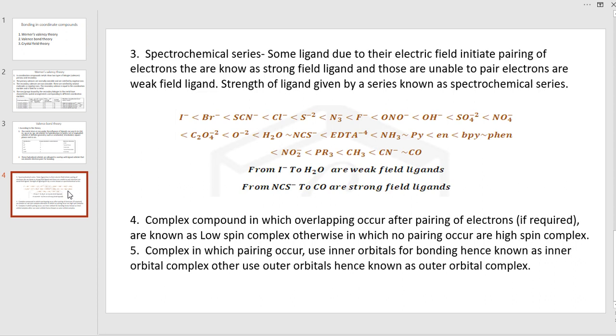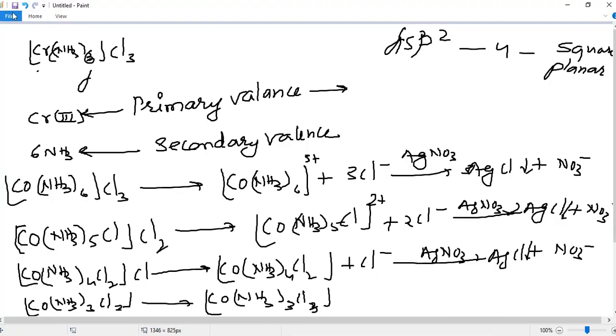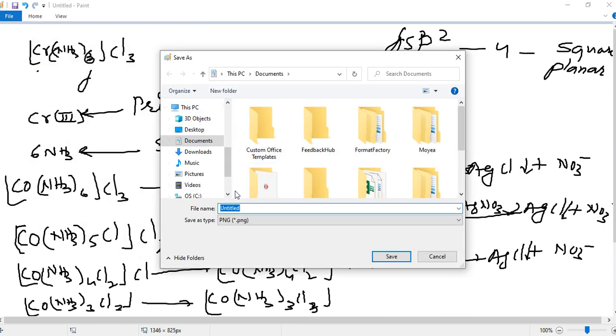Complexes in which pairing occurs generally use inner orbitals for bonding. Due to pairing, some inner orbitals become empty and those are used for bonding. So such complexes are called inner orbital complexes, and the others use outer orbitals, hence are known as outer orbital complexes, right? Here I'm going to explain with an example the postulates of valence bond theory, right? So keep in mind that we will talk about valence bond theory and this discussion will be based on it, right?